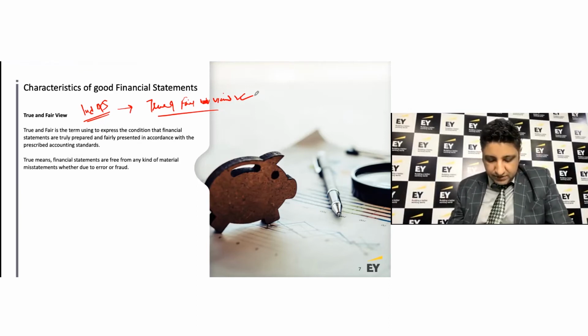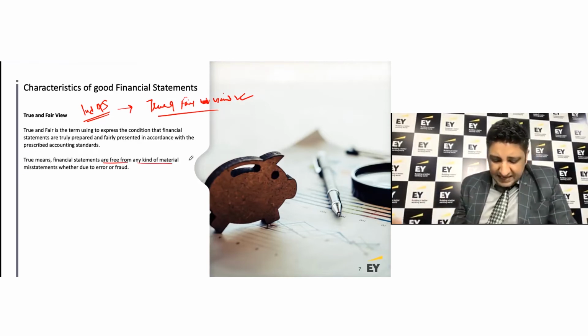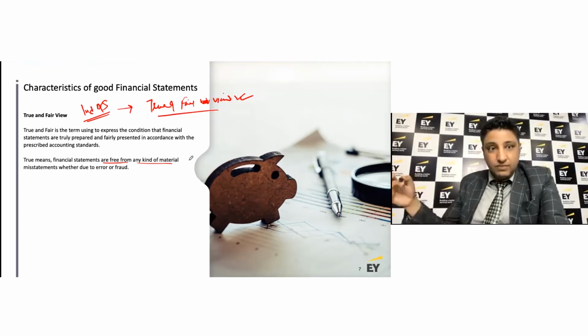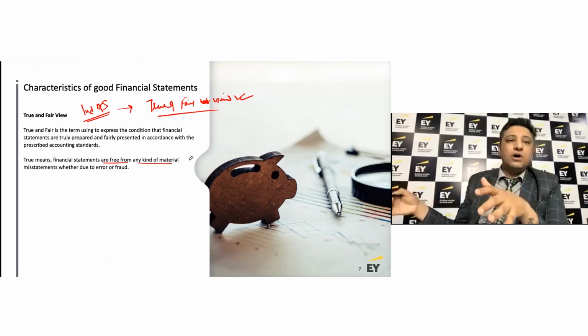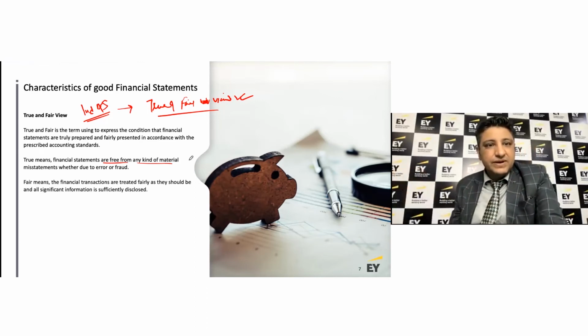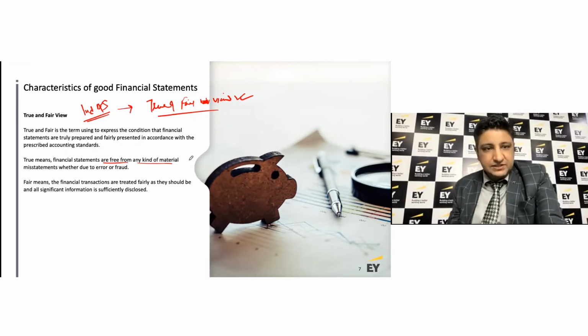When you say true, you're trying to say that it is not carrying any material misstatements, whether due to error or fraud. Now, again, you go back. The moment I say error or fraud, you talk about Ind AS 8, for example, right? Likewise, fair means that the financial transactions are treated fairly and all significant information is sufficiently disclosed. So that's where you start looking at it.